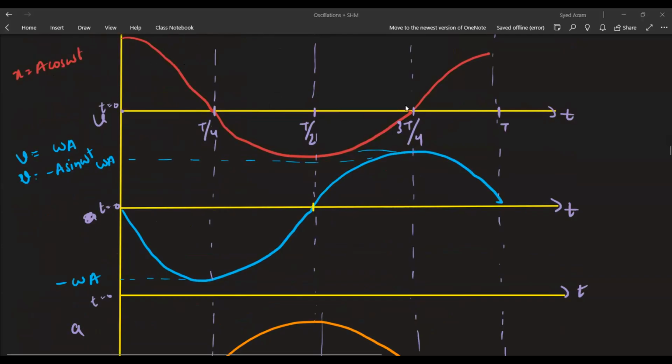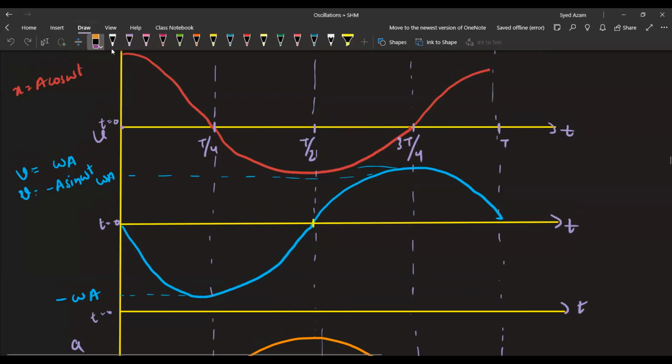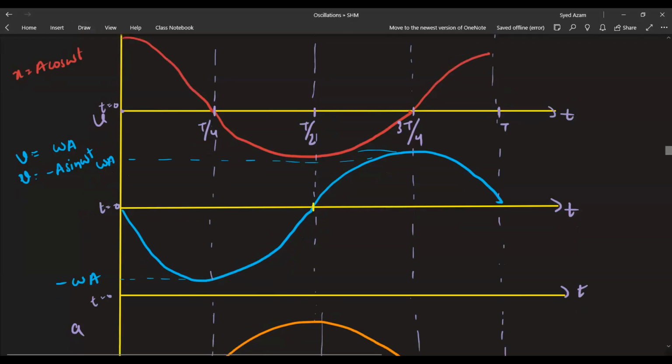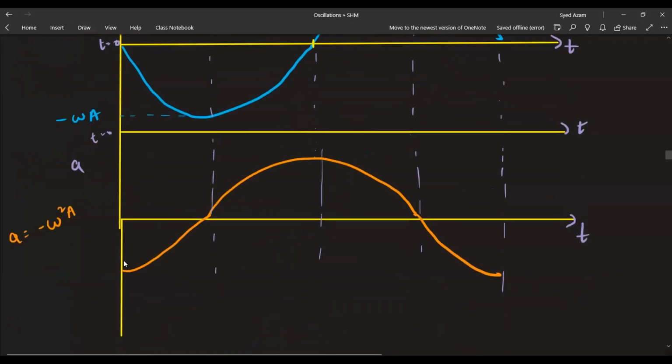It will appear for T by 2, T by 4, then again 3T by 2, like this the wave will go. And for velocity, this will be from 0, minus omega a, then plus omega a, then minus omega a, plus omega a, like this. And for the acceleration, again, it is minus omega square a, but it has cos, so it will start from here. So only the velocity graph will start directly from origin. Rest of it will start midway, after 90 degrees.